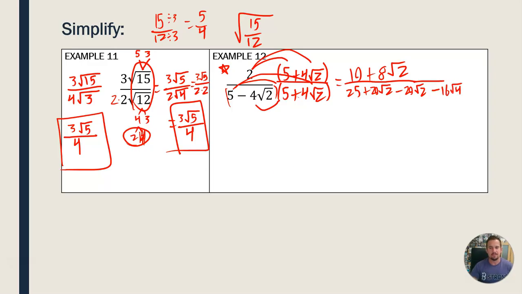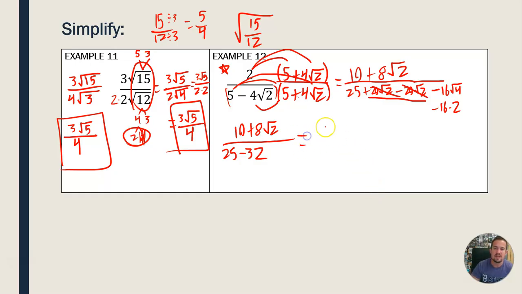Okay? Let's simplify this a little bit. So I have 10 plus 8 square root of 2 in the top. In the bottom, I have 25, and then 20 square root of 2 minus 20 square root of 2. Notice that those are just going to cancel out. They're going to go away. And then minus 16 times the square root of 4 is going to be minus 16 times 2, which is minus 32. Okay? Which I could then simplify to 10 plus 8 square root of 2 over 25 minus 32, which is negative 7. So note, when I multiplied by the conjugate, all the terms with radicals in them went away.